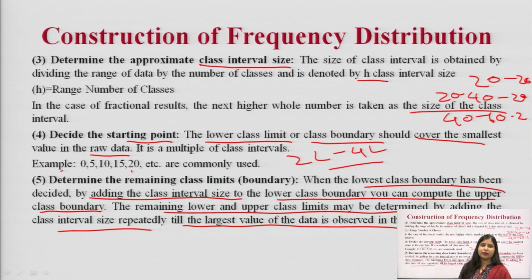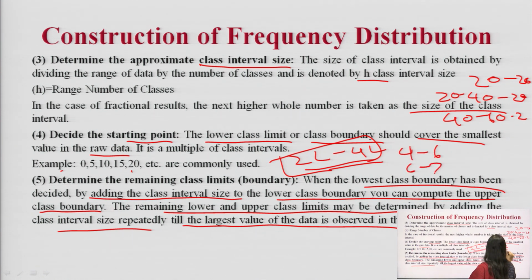Suppose in the previous session or slide we saw how to find out how many classes will be required. Suppose we get 7 classes, meaning 7 classes should be used in the study. So, what are we going to do? We are going to make 7 classes just like this: 2 to 4, then 4 to 6, then 6 to 8, and we continue till we get 7 classes.